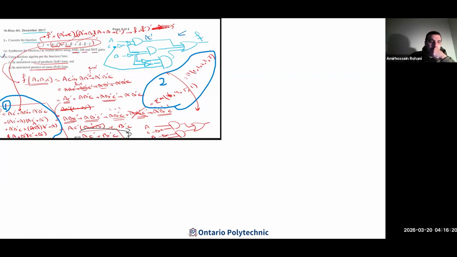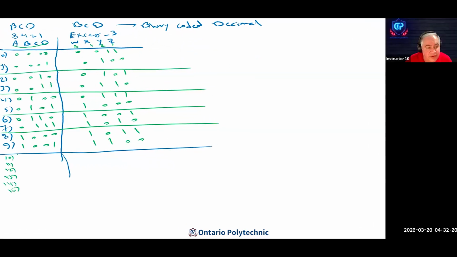Part B: using Boolean algebra, minimize the function f into sum of products SOP. Here f is given as A C prime plus A B prime plus A prime B prime C. We don't use it, but it's very important. Here is number 10, here is number 11, here is number 12, here is number 13.